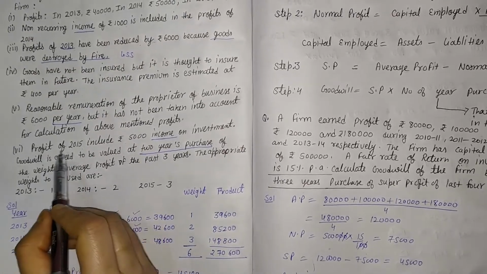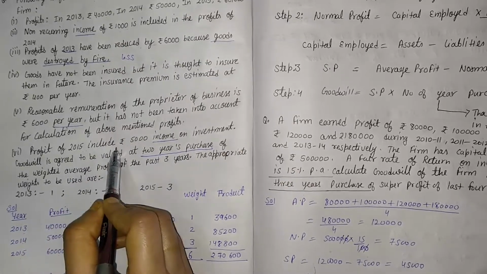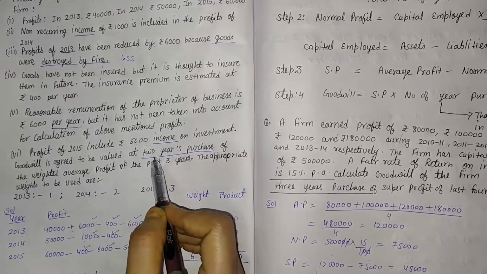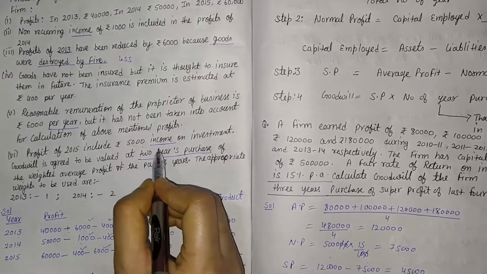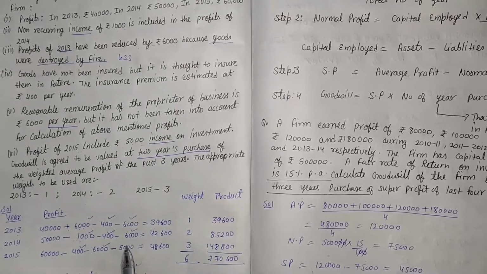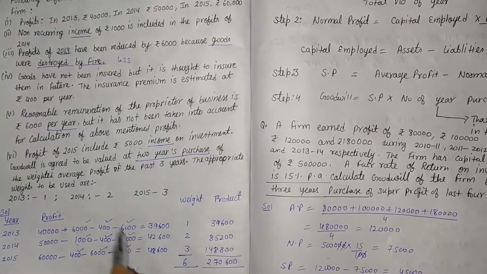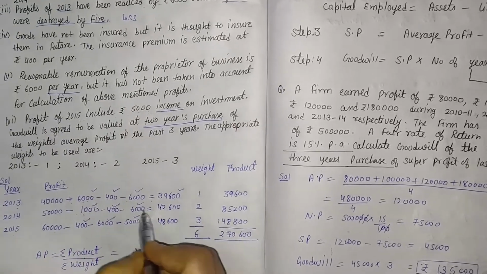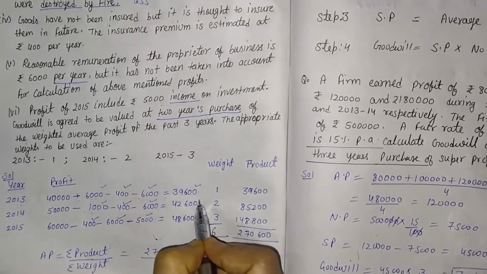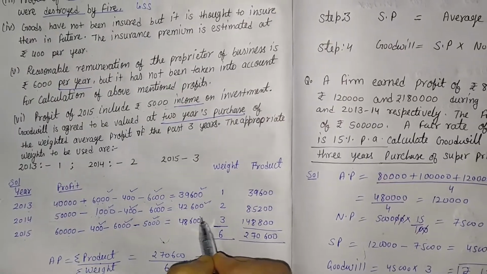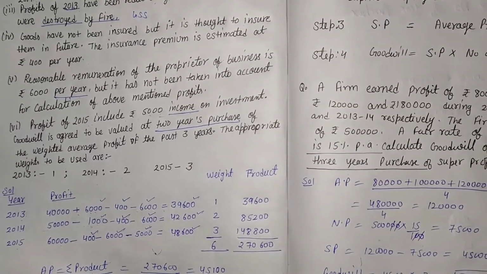Now the next information is 2015 included 5,000 as an income. That is income, so we deduct that value because of inverse relation. So we deduct that value, that is 5,000. After solving this, we are getting 39,600. After this we are getting 42,600, and after that we are getting 48,600.